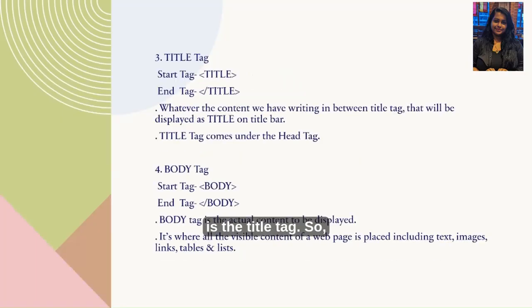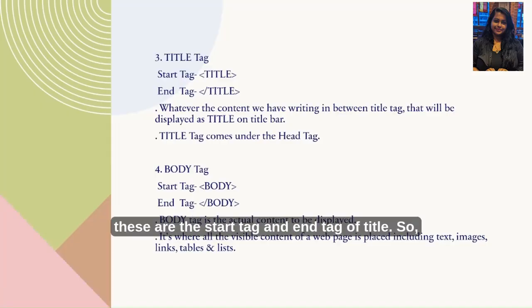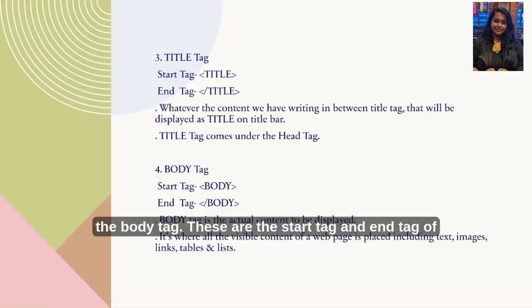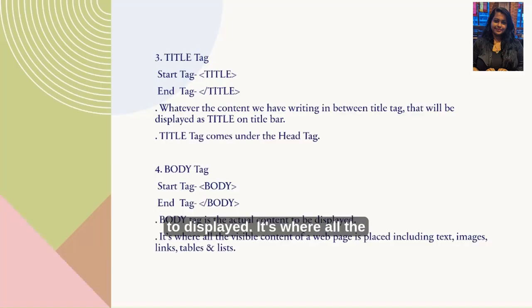Next is the title tag. These are the start tag and end tag of title. Whatever content we write in between the title tag will be displayed as a title on the title bar. The title tag comes under the head tag. The fourth one is the body tag. These are the start tag and end tag of body. The body tag is the actual content to be displayed. It's where all the visible content of the web page is placed, including text, images, links, tables, and lists.